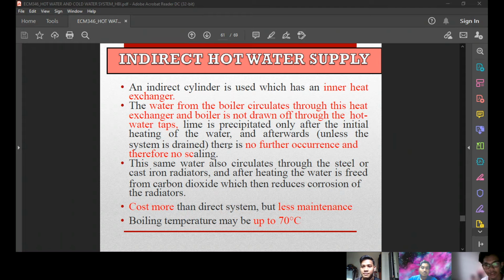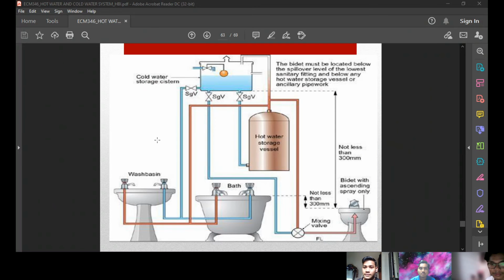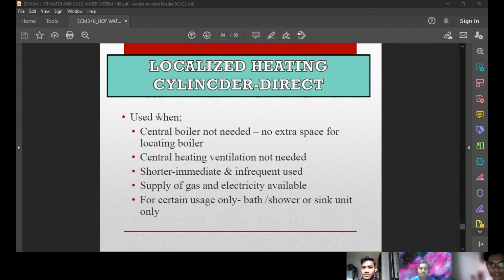The same water also circulates through the steel or cast iron radiators, and after heating, the water is freed from carbon dioxide, which then reduces corrosion of the radiators. It costs more than the direct system but needs less maintenance. Boiling temperature may be up to 70 degrees Celsius. This is the figure of the indirect hot water system.